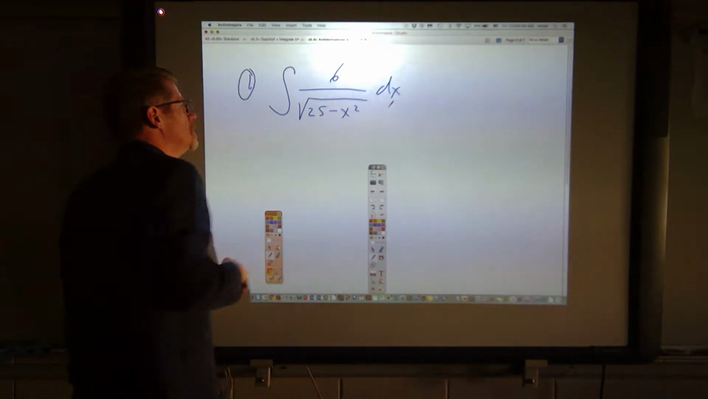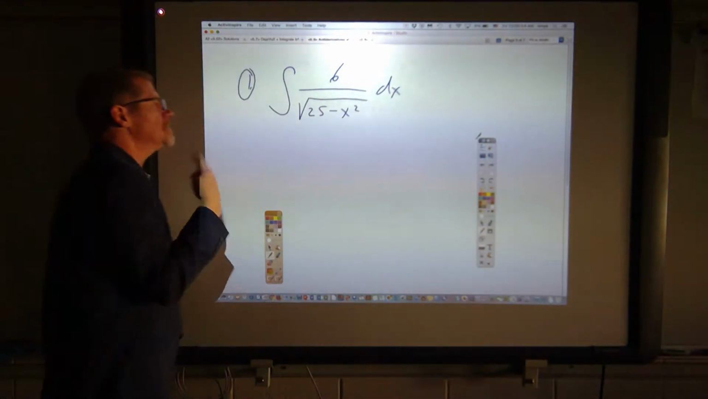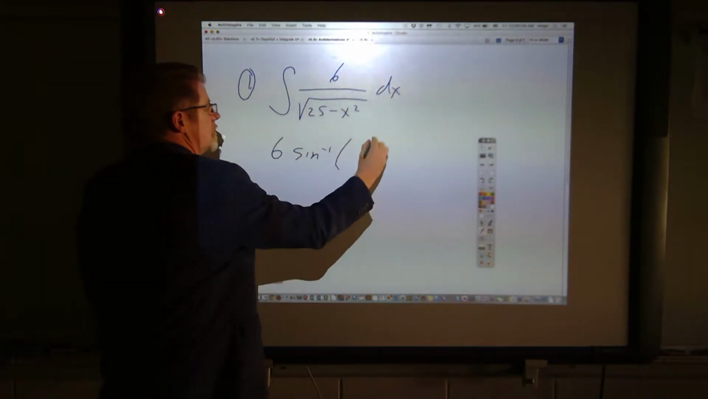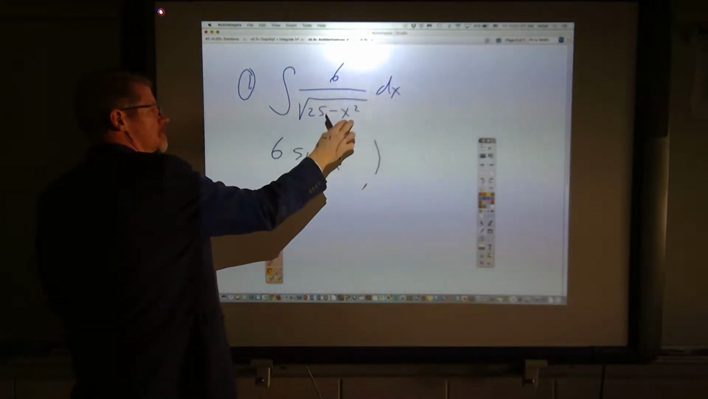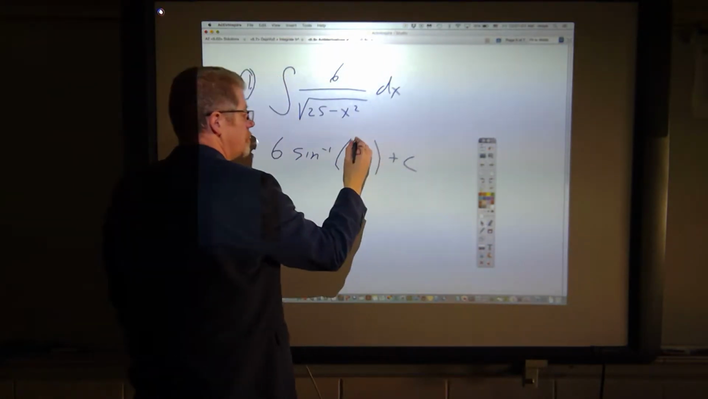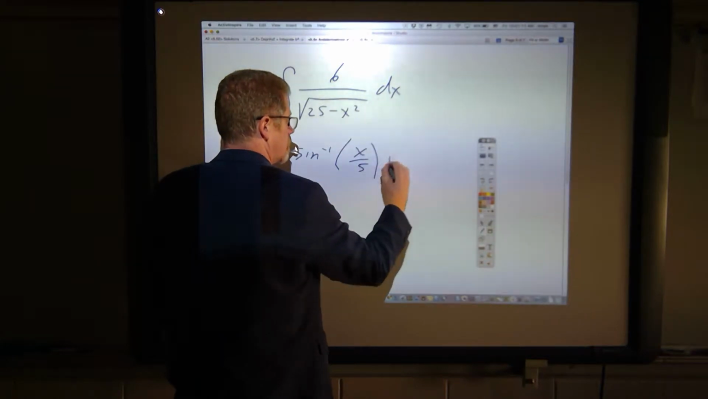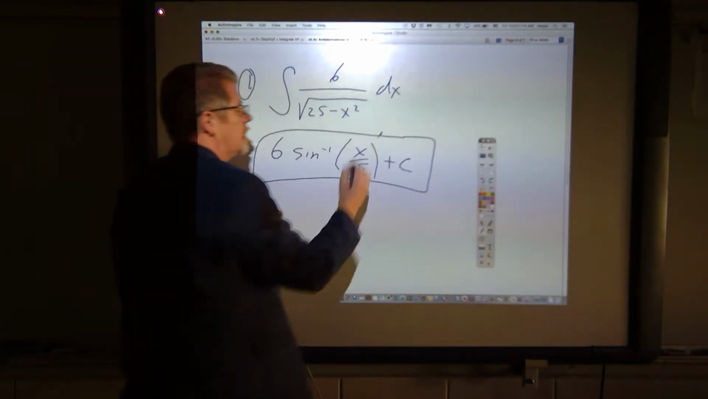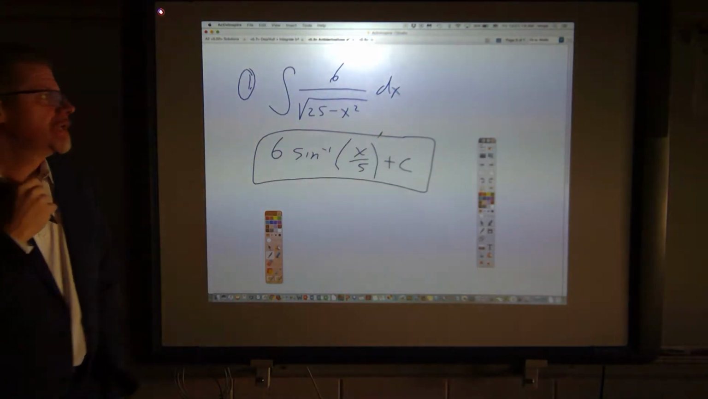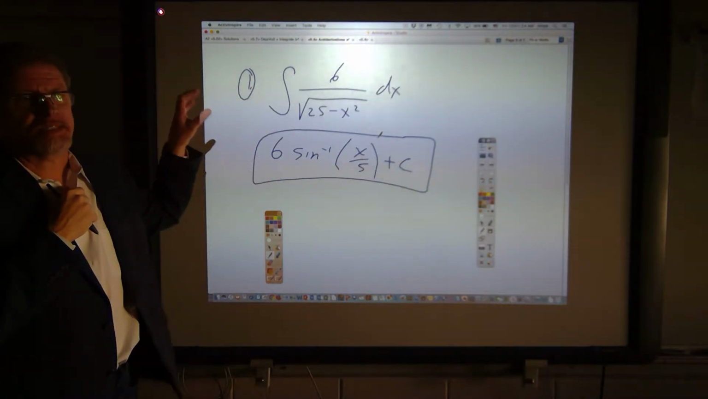So here, u is equal to x essentially. But here's how I'm going to do this on the homework. 6 comes out front, sine inverse of, so let's put x over 5, plus c. That's the only work you're going to end up doing. That's why the homework's going to go so quickly tonight. It's a zero-step problem. It's simply writing down the answer.